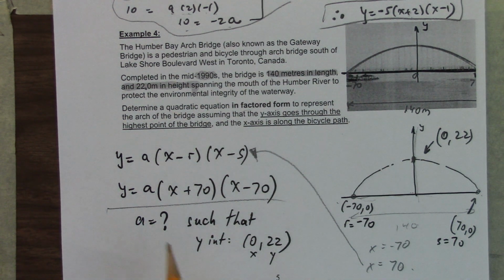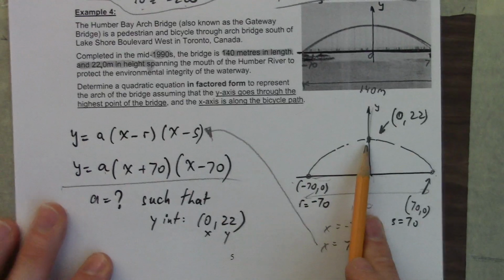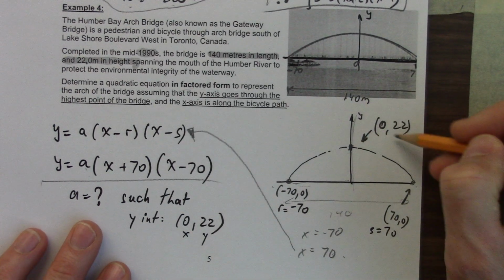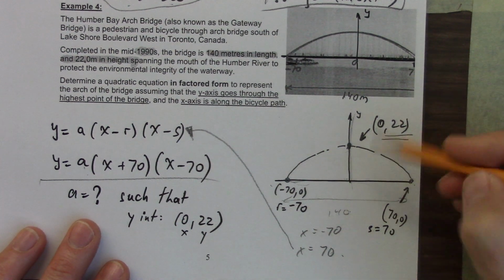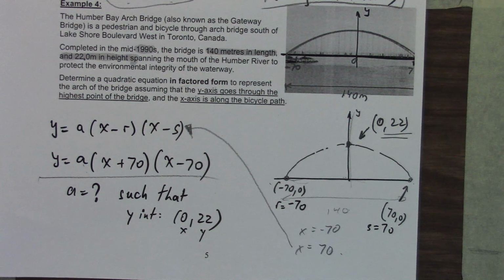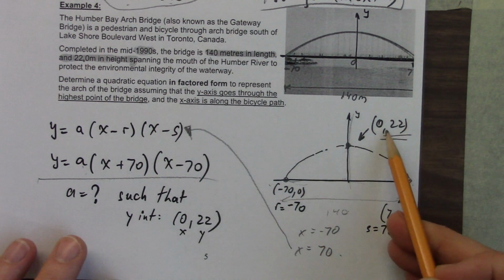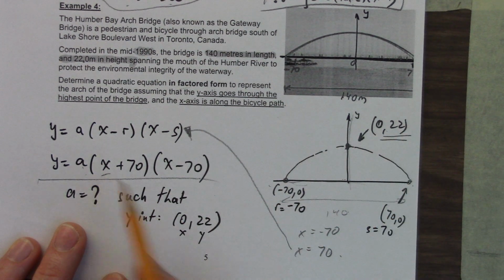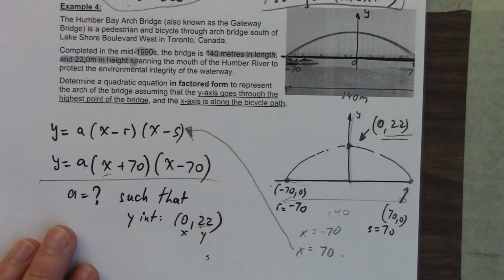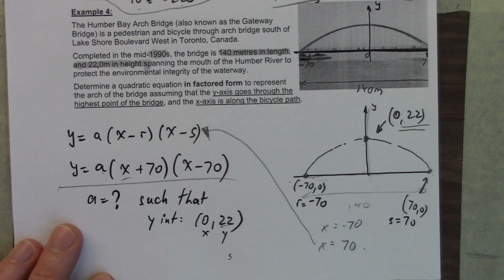Good. The last step then is to solve for A. We can solve for A if we find one other point. Well, we're given that point because we're told the total height is 22. We know that 22 is going to happen at the highest point, which in an arch we know is the middle. So we know that the x value is 0. The y value is 22. We take that point, 0, 22, we sub 0 in for x, we sub 22 in for y, and then we can solve for A.